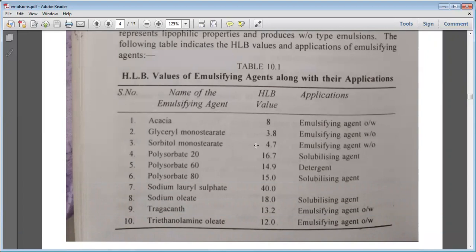Like this, you have glyceryl monostearate. The HLB value is 3 to 8. It can form a water by oil emulsion. So you have different types of HLB values, and you can see that there are different properties of these emulsifying agents, which can form emulsions of different types.